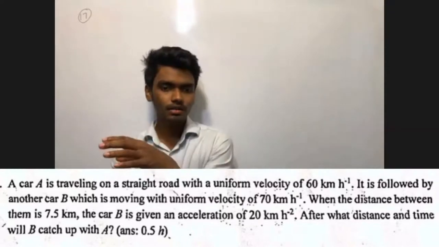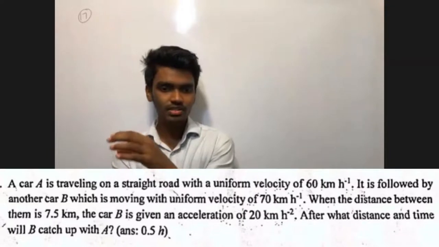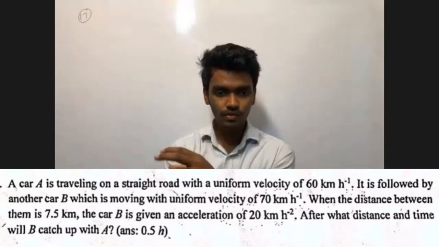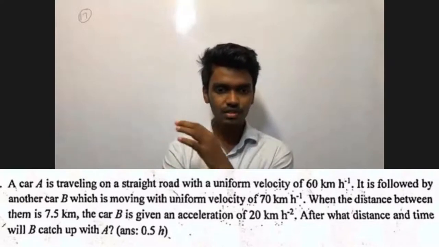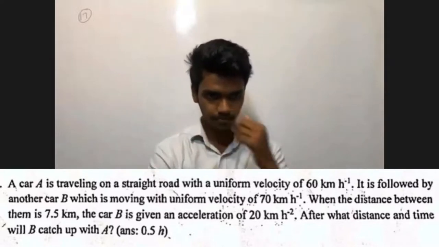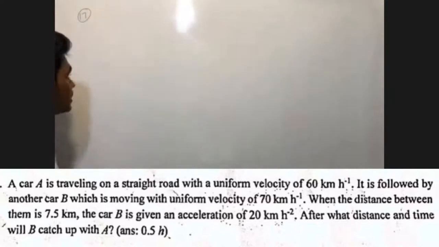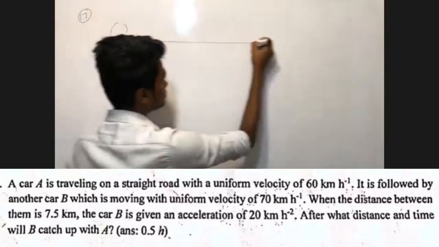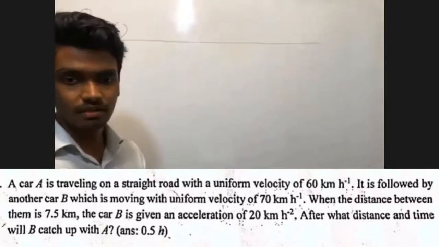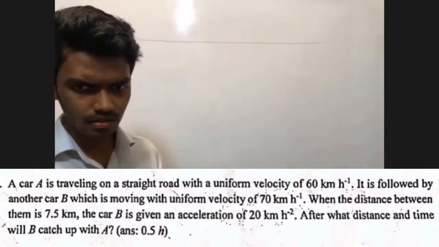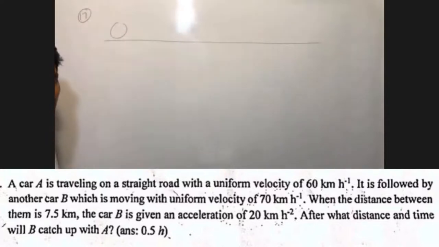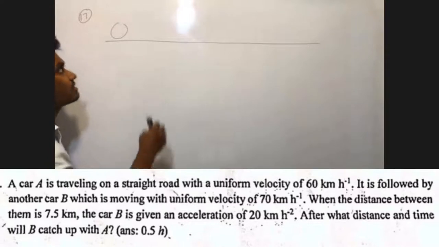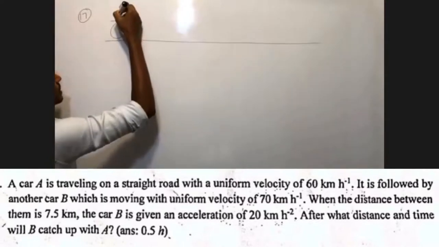A car is traveling on a straight road with a uniform velocity of 60 kilometers per hour. All right, there is a car traveling on a straight road with a uniform velocity of 60.